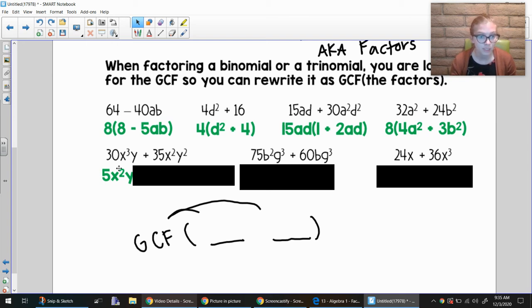Now, what would I multiply times 5x squared y to get 30x to the third y? Well, 5 times 6 is 30, and I need one more x, so 6x. Now I'm thinking, what do I multiply times 5x squared y to get 35x squared y? Well, 5 times 7 is 35, and I need one more y.